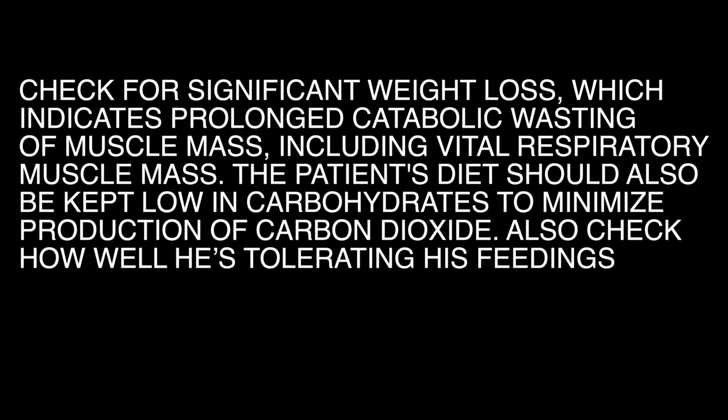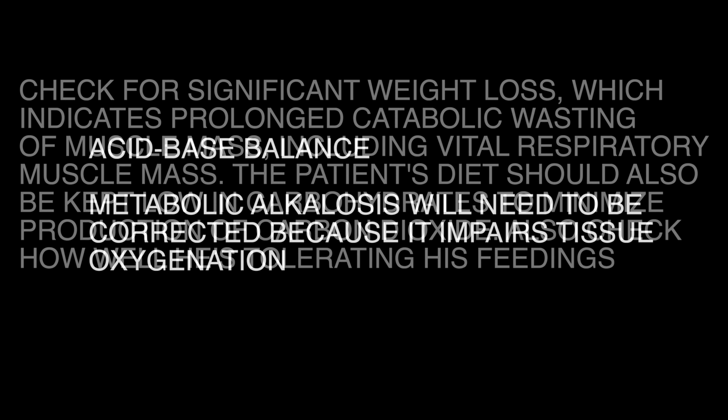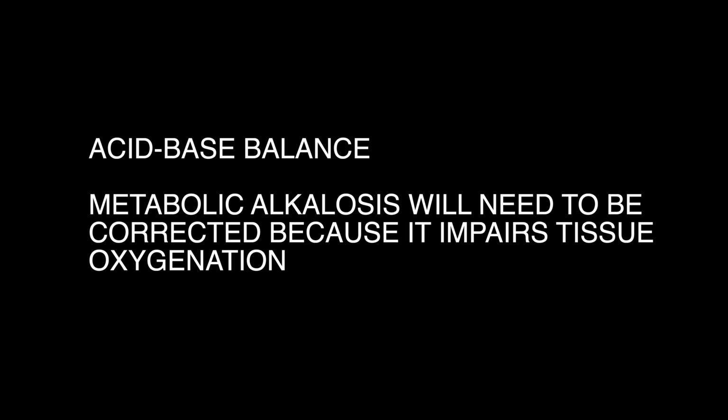Check for significant weight loss, which indicates prolonged catabolic wasting of muscle mass, including vital respiratory muscle mass. The patient's diet should also be kept low in carbohydrates to minimize production of carbon dioxide. Also check how well he's tolerating his feedings. Acid-base balance. Metabolic alkalosis will need to be corrected because it impairs tissue oxygenation.